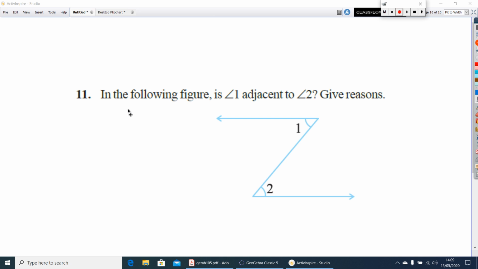The 11th question is, in the following figure, is angle 1 adjacent to angle 2? Give reasons. This angle 1 and angle 2 are not adjacent. Why? Because here angle 1 has its own vertex, angle 2 has its own vertex. They don't have a common vertex. So angle 1 and angle 2 cannot be adjacent. Reason is no common vertex for these two angles.